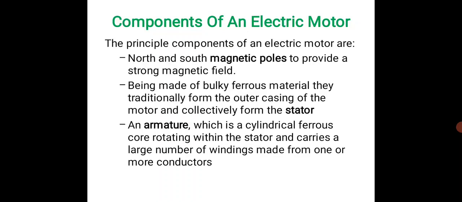And what are the components of an electric motor? These are the principal components. You have north and south magnetic poles which provide a strong magnetic field, and it is made up of bulky ferrous material. They traditionally form the outer casing of the motor, and collectively it is called a stator. An armature, which is a cylindrical ferrous core rotating within the stator, carries a large number of windings made from one or more conductors.